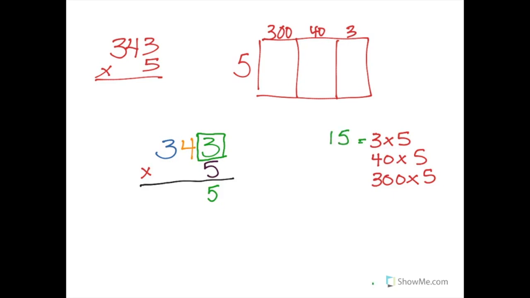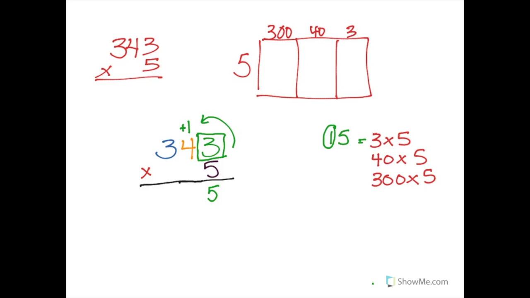Well, when we're doing the standard algorithm, we can't exactly bring the 15 down, because what we're doing is carrying this tens over to the tens place. So we're going to add that to the tens place, because we're essentially saying, okay, we're taking 10 and adding it to the 4 tens that are already in the tens place.